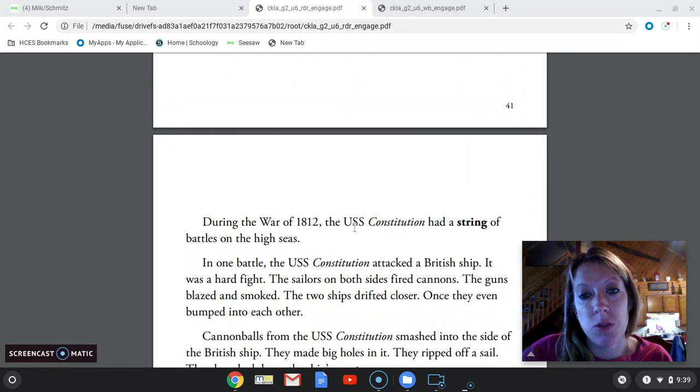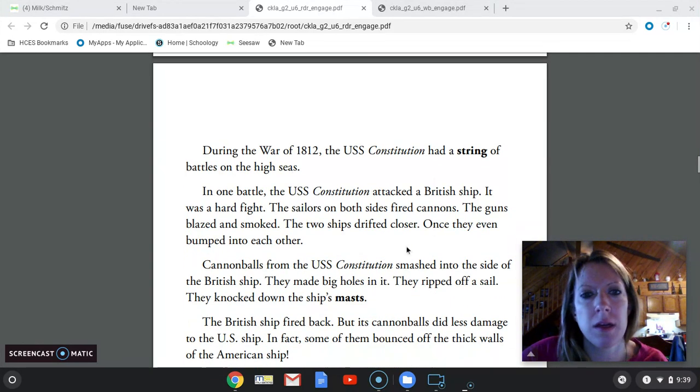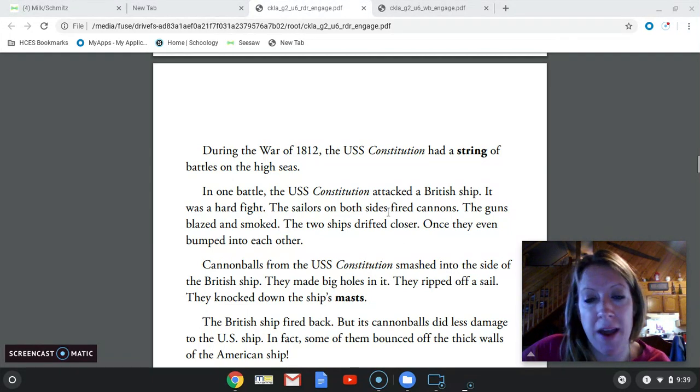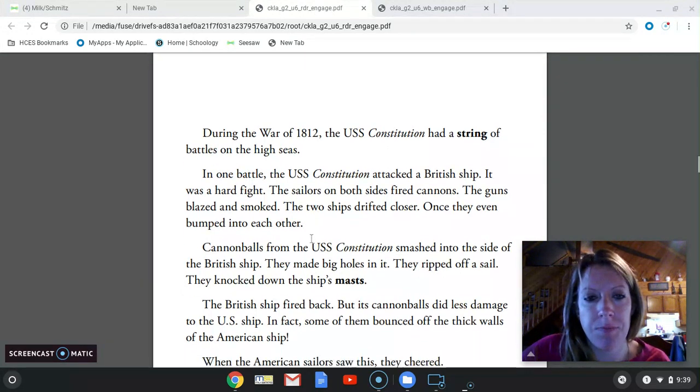During the War of 1812, the USS Constitution had a string of battles on the high seas. And remember, string of battles means a series of battles. It means more than one. In one battle, the USS Constitution attacked a British ship. It was a hard fight. The sailors on both sides fired cannons. The guns blazed and smoked. The 2 ships drifted closer. Once they even bumped into each other.